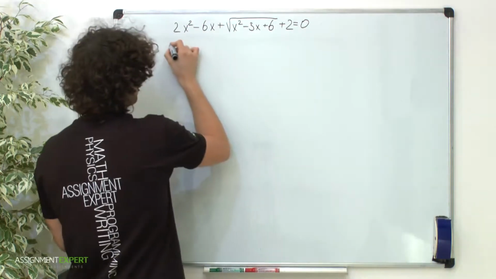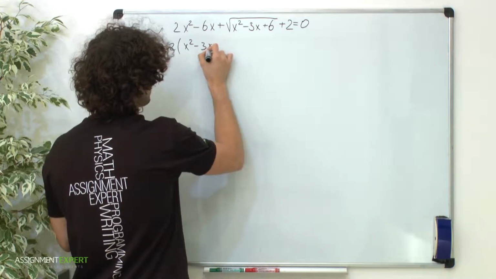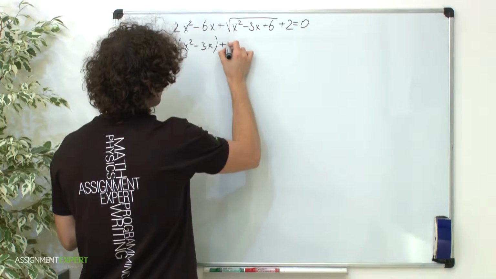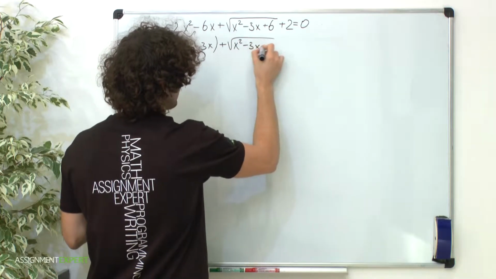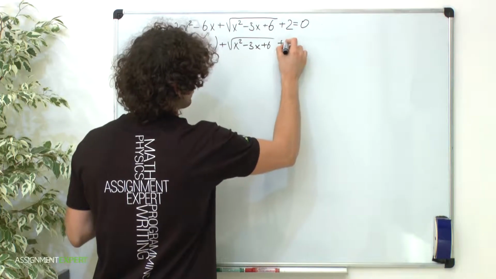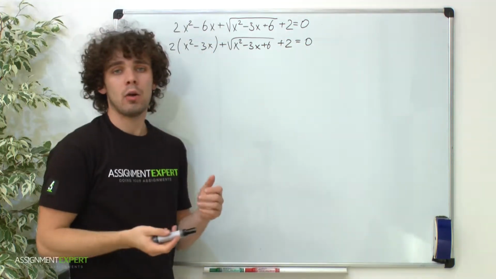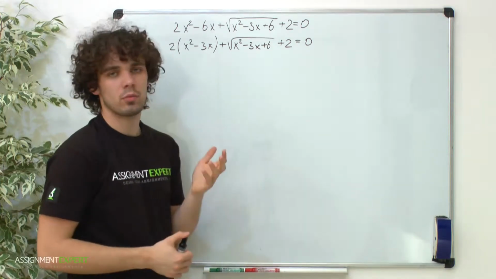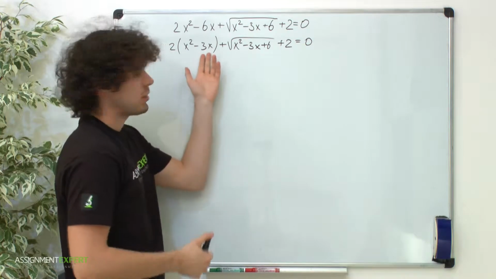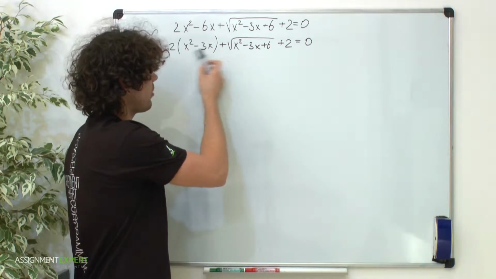We get 2 times (x squared minus 3x) plus the square root of x squared minus 3x plus 6 plus 2 equals 0. Now we can notice that the expression under the root and in braces are very similar, except that 6 is missing in braces. So let's try to add 6 inside the braces.